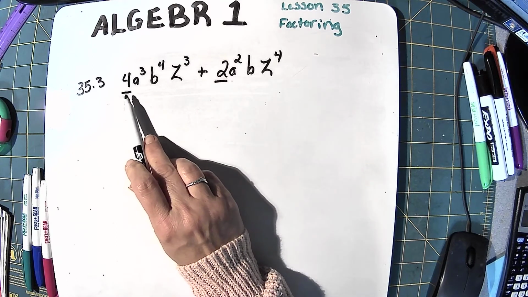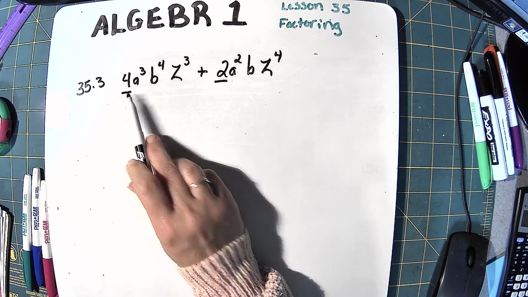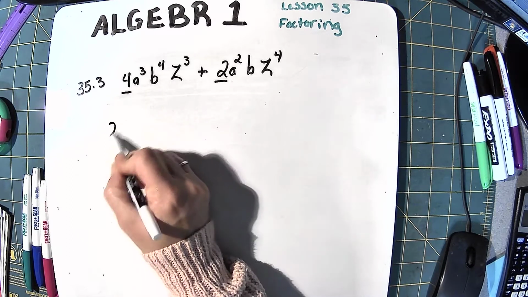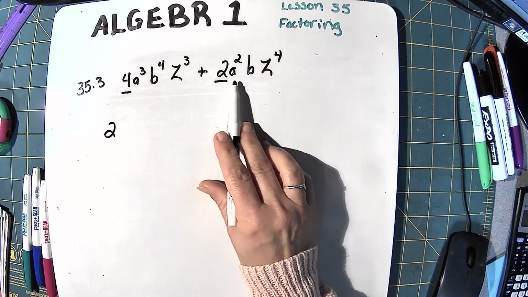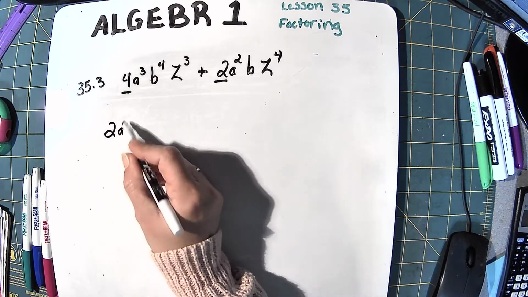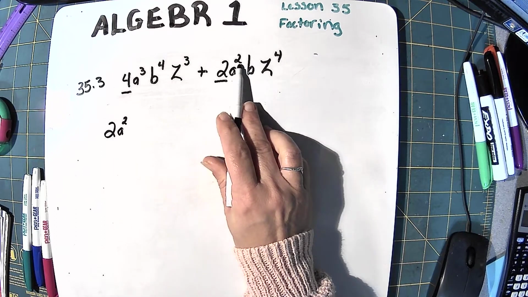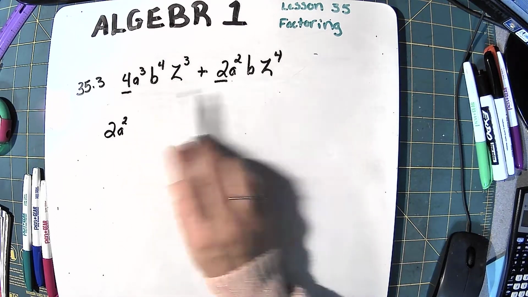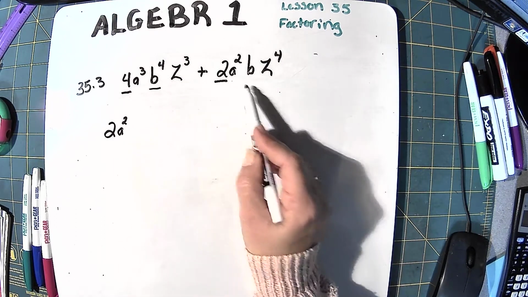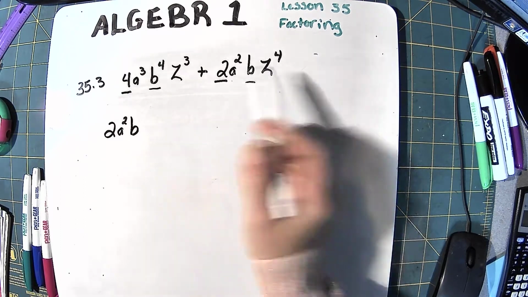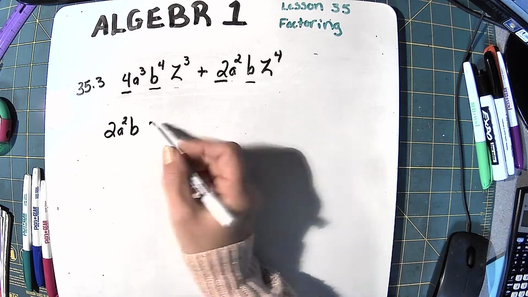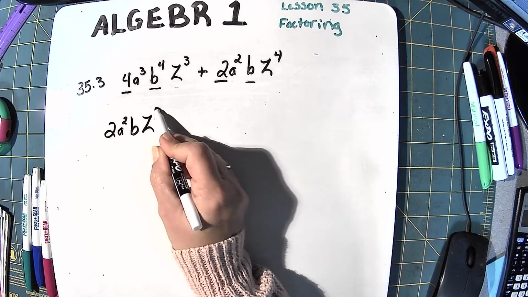The greatest common factor of 2 and 4 would be 2. The greatest common factor of a to the third and a squared is going to be a squared. You just take the lowest exponent for each variable. Alright, now I'm on b. The lowest one is just 1b. And then on c, c to the third is the lowest.